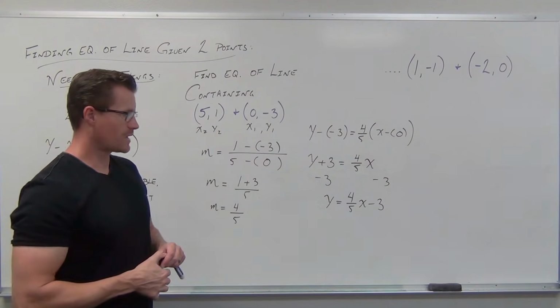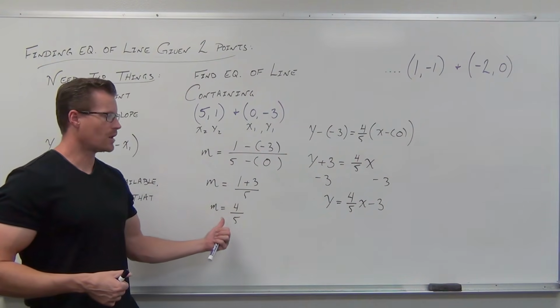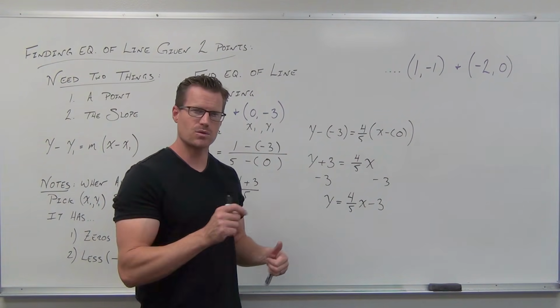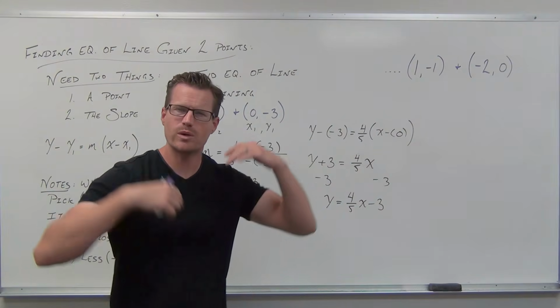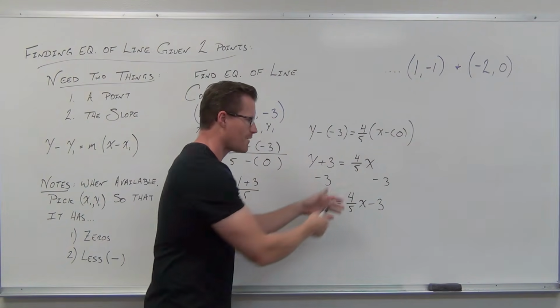And I'm good. We got a slope of 4/5. That's exactly what we thought. We got a y-intercept of (0, -3). Could you graph it right now? Always be repeating that in your head. Could you see if you could graph that?